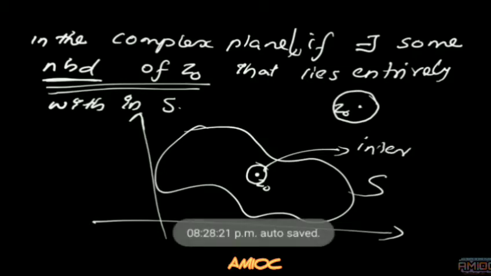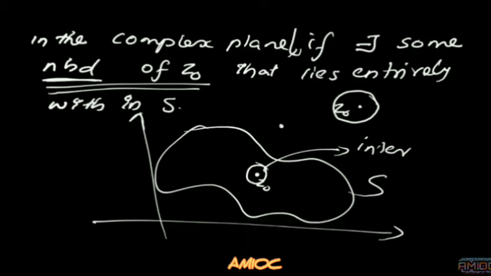Now, if we consider the point outside the set, if we consider the point on the boundary of the set, then any open disk of small radius contains the points inside the set and also outside the set. That means any open disk of small radius contains the points outside the set. That means we cannot find an open neighborhood, we cannot find an open disk that completely lies in S. Therefore, this point is not an interior point of S.